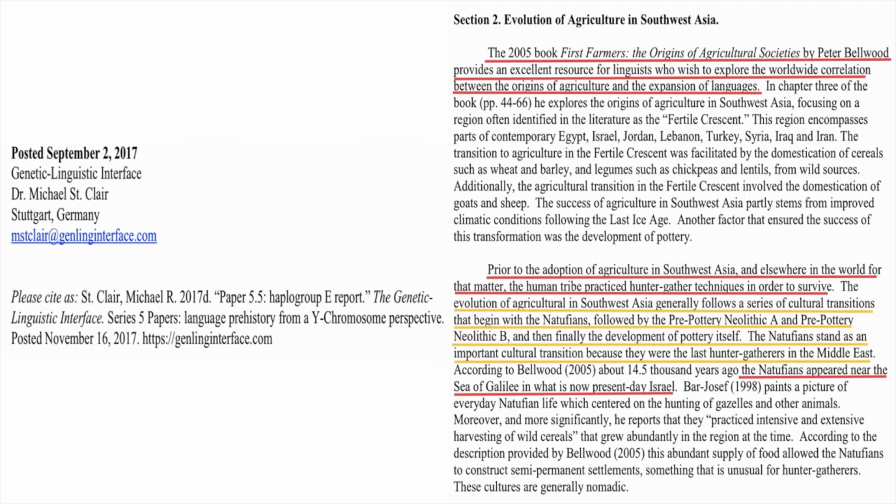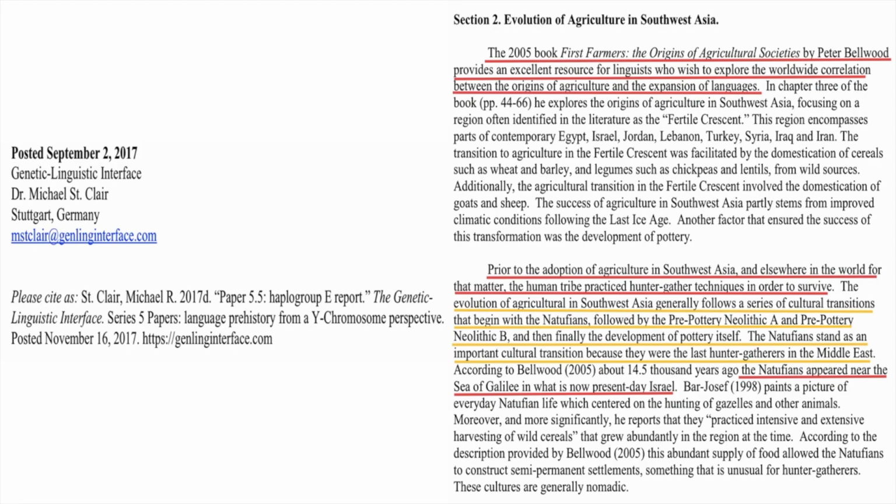So here is a paper dealing with the ancestors of Afro-Asiatics and Natufians in the Levant. This paper is called The Genetic Linguistic Inference, and it is by St. Clair Michael. And so it reads, the 2005 book First Farmers: The Origins of Agricultural Societies by Peter Bellwood provides an excellent resource for linguists who wish to explore the worldwide correlation between the origins of agriculture and the expansion of languages. Prior to the adoption of agriculture in Southwest Asia and elsewhere in the world, for that matter, the human tribe practiced hunter-gatherer techniques in order to survive.